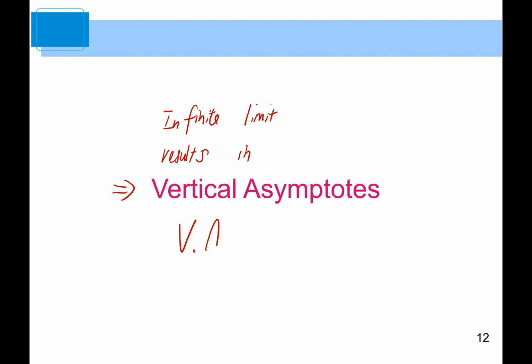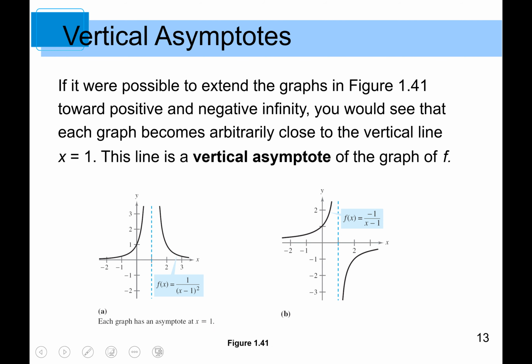And the next thing that will lead us to vertical asymptotes, right? So an infinite limit results in vertical asymptotes, v.a. This is an abbreviation for vertical asymptotes. If it were possible to extend the graph in figure 1.14 to positive and negative infinities, you could see that each graph becomes arbitrarily close to the vertical line x equals 1, and we call this a vertical asymptote.